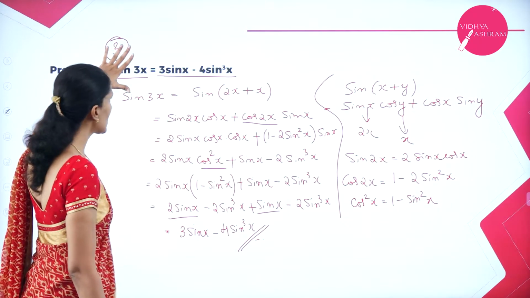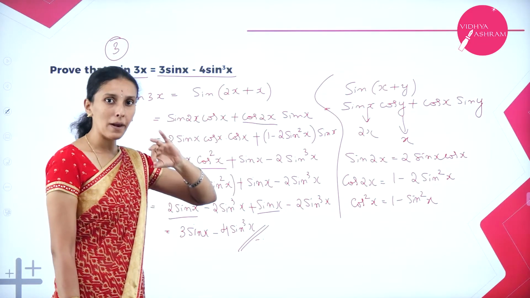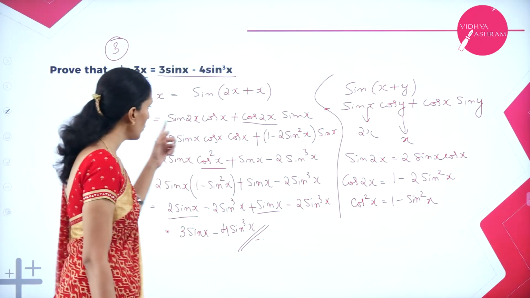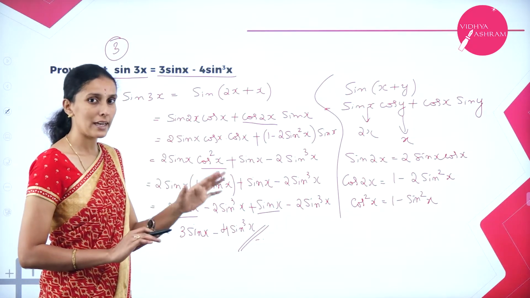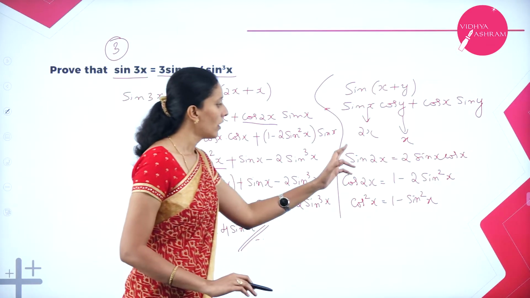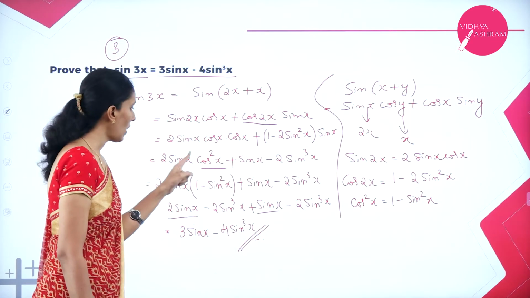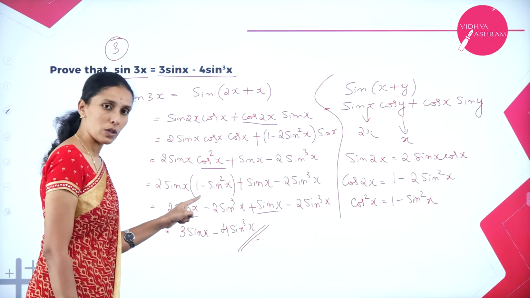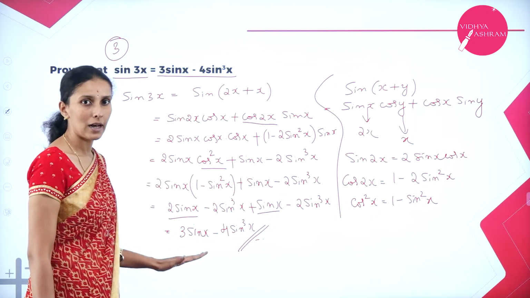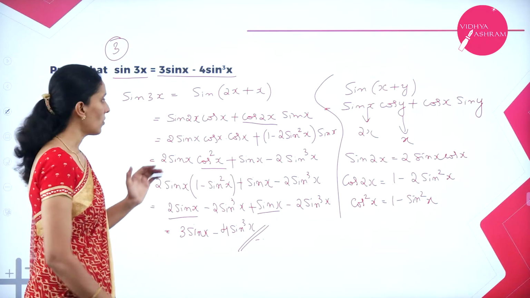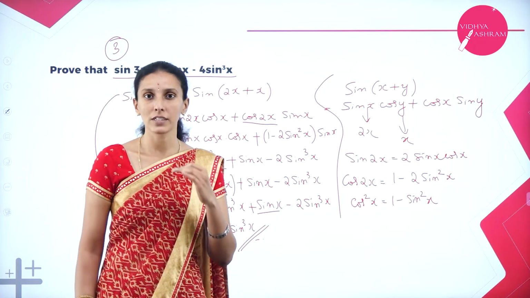So you have just taken sin 3x as the sum of 2x and x. Apply the sin x plus y formula. You will get the result like this. Replace all cos x in terms of sin x only. So when you got cos 2x, you replace it with 1 minus 2 sin square x. When you got cos square, you replace it with 1 minus sin square x, so that after solving, all the terms will come in terms of sin only. So sin 3x is nothing but 3 sin x minus 4 sin cube x.